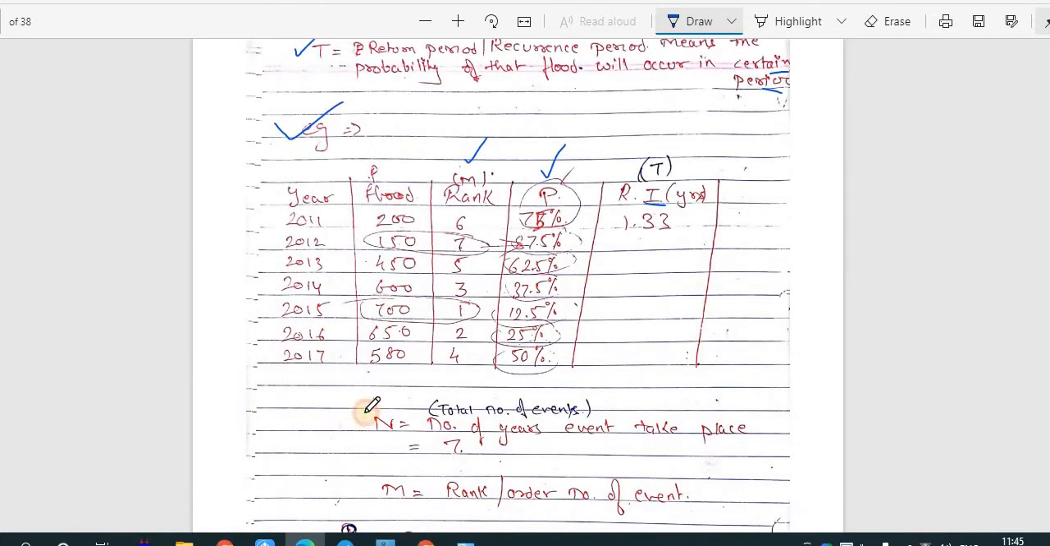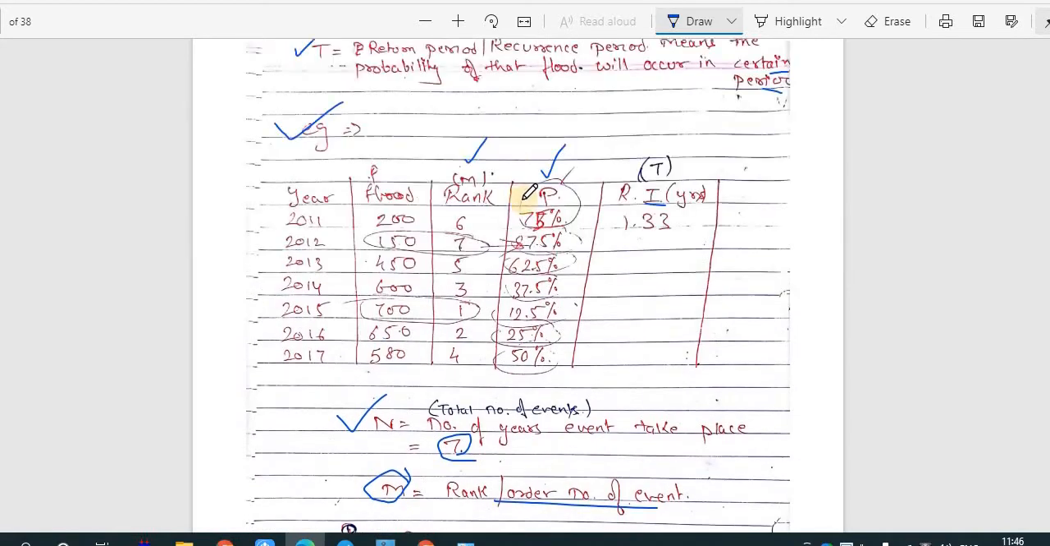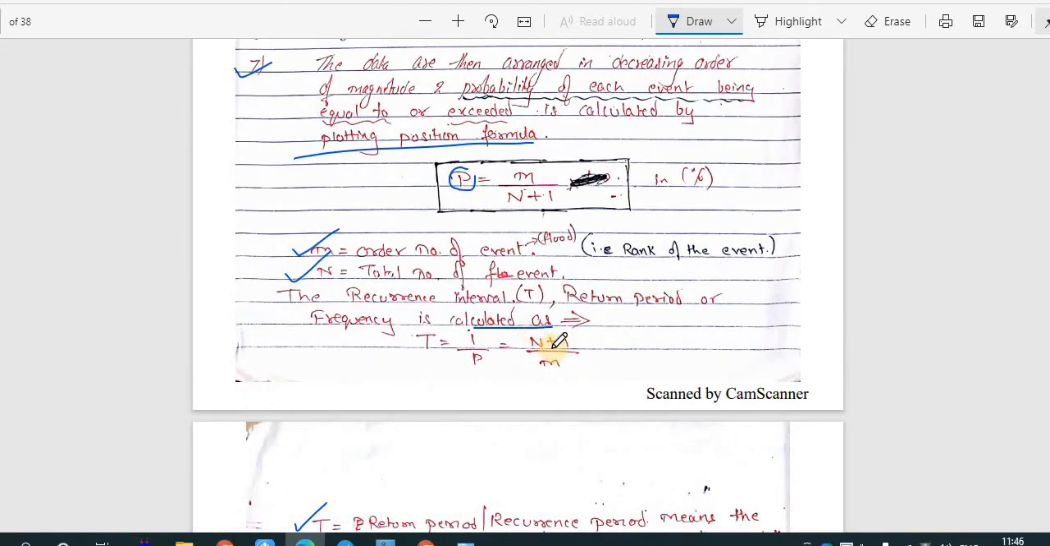Okay, now the total number of events: how many events are happening? 1, 2, 3, 4, 5, 6, 7. So the number of events n will become 7. The rank M is also given, the rank or order of the event. Okay, so the first reading will be what? P1 equals what? You will use this formula, M by n plus 1.